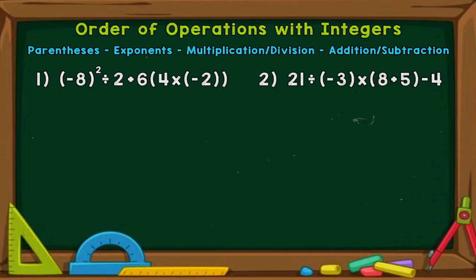So let's jump into number one, where we have negative 8 squared divided by 2 plus 6 parentheses 4 times negative 2 end parentheses. And we'll go through our process starting with parentheses. So do we have any sets of parentheses within that problem where we have to solve something within the parentheses? Yes, at the end we have 4 times negative 2.